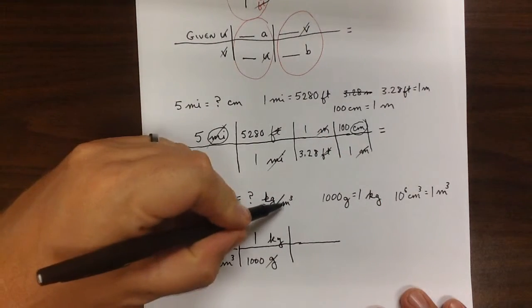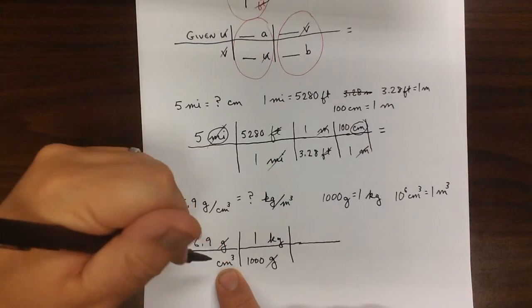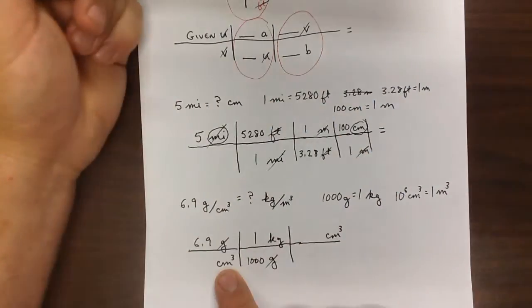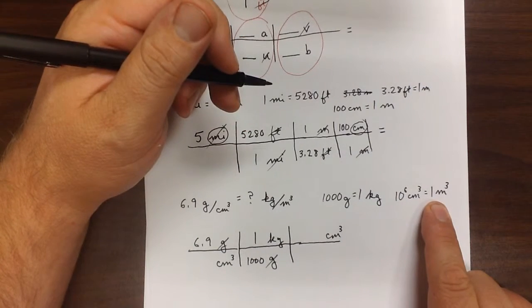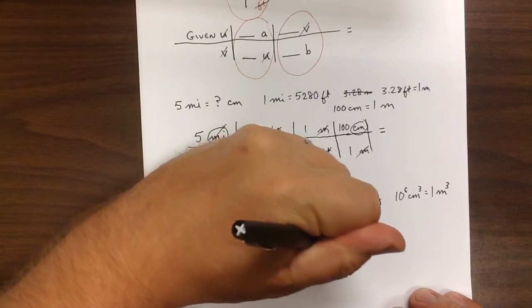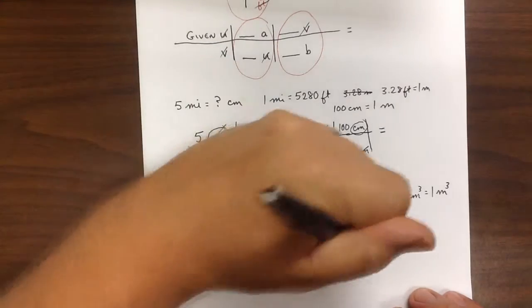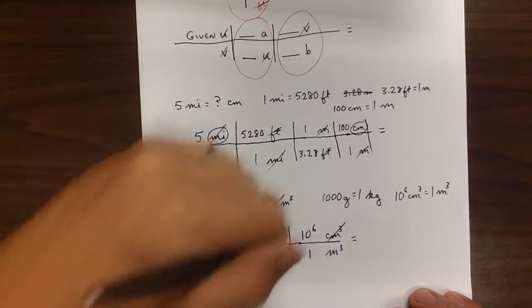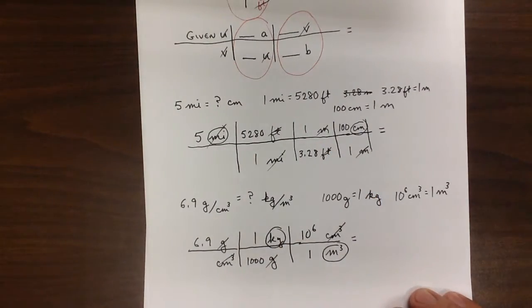I want the bottom to be meters cubed. So I take centimeters cubed, which is on the bottom, and I'm going to cancel that out by placing it on the top. And now I can use my conversion factor that 1 meter cubed equals 10 to the 6th centimeters cubed. Centimeters cubed cancels, and I am left in units of kilograms per meter cubed.